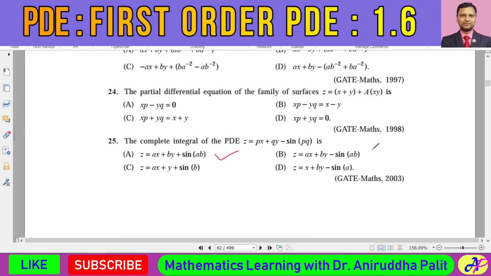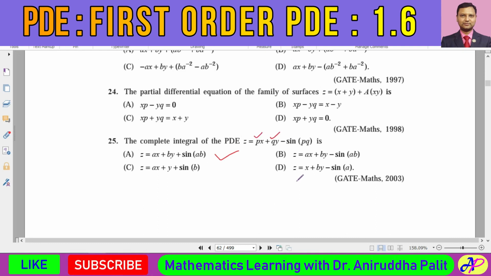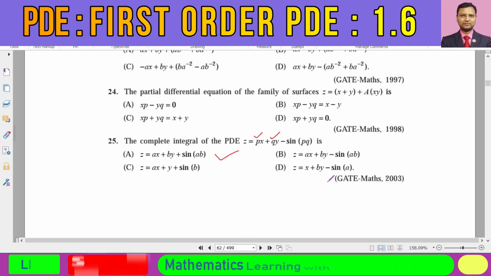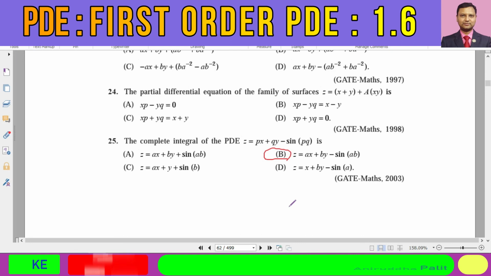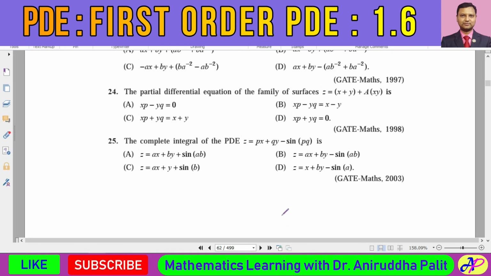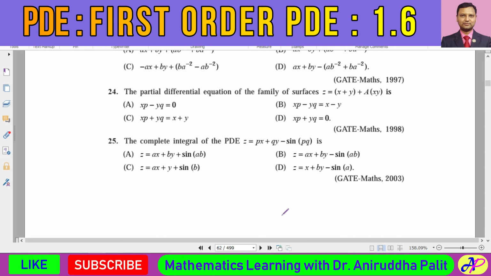You see, these are some problems in Clairaut's form. In the GATE examination, you need less than 1 minute to solve this kind of problem. What is the solution? Just put p is equal to a and q is equal to b, and you will get the corresponding solution. This is a multiple choice question, so you can directly choose solution B. Questions like this are sometimes selected in the GATE examination, and these are very easy to answer.